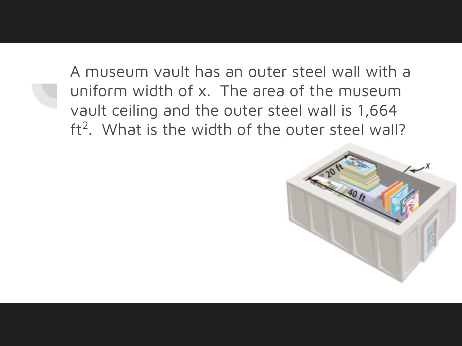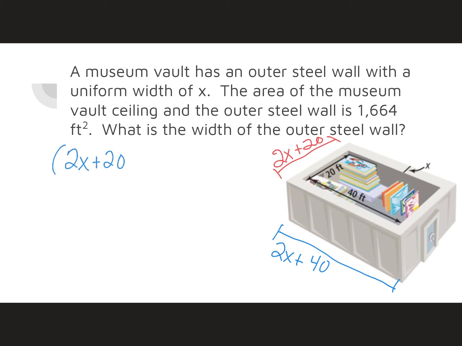So, in this case, I need to find the length and width here. So this dimension right here is 2x, because I have an x on either side, plus 20. The dimension on the other side here is 2x, again, because I have x on either side, plus 40. So I'm going to multiply those. Actually, I don't even need to. So I have 2x plus 20 times 2x plus 40 equals, I do need to, 1664.